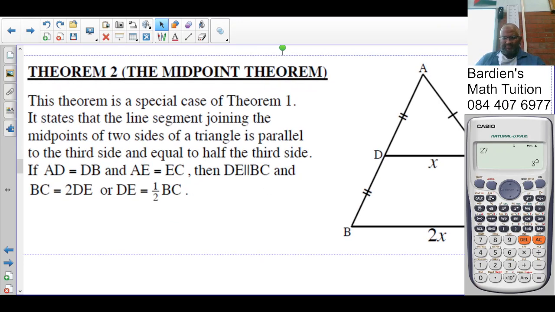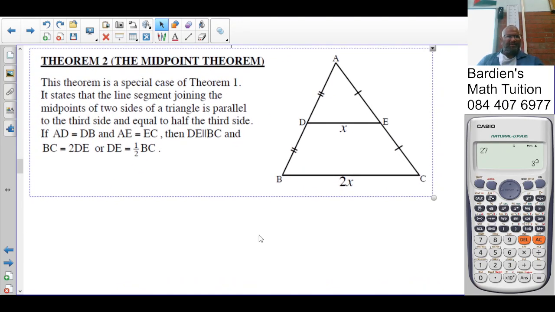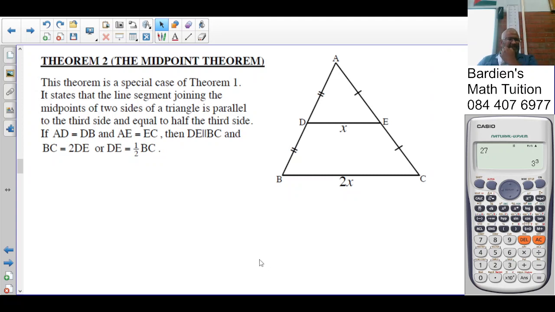So the midpoint theorem. This theorem is a special case of Theorem 1. The proof of this theorem is not required for examination purposes. I know in grade 10 we gave you the theorem and we asked you to prove it, but it's not for the grade 12 syllabus. It says that the line segment joining the midpoints of the 2 sides is parallel to the third side and equal to half the third side.